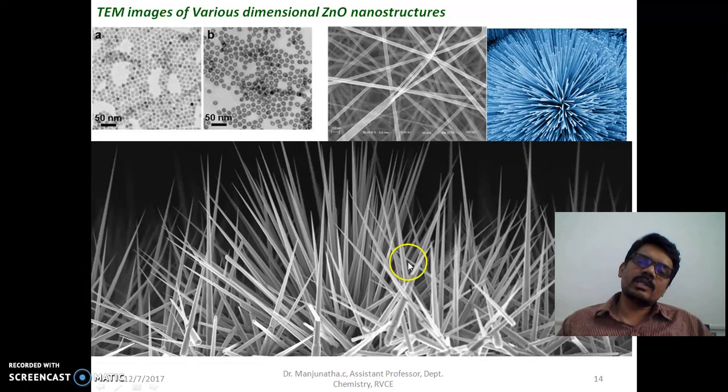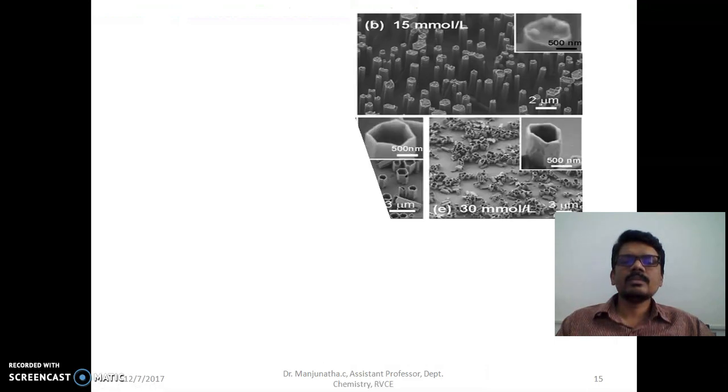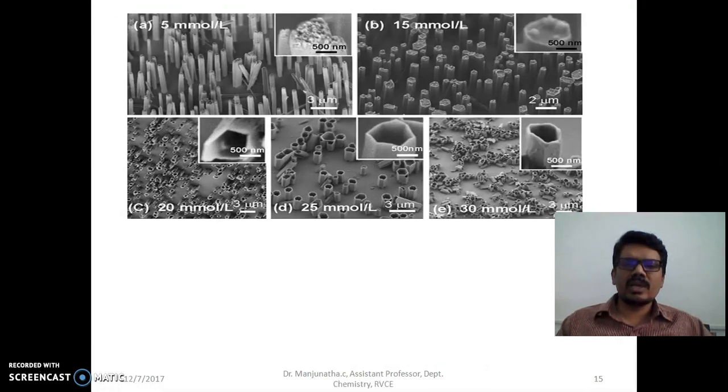And look at this. This looks like artificial grass, but it is actually zinc oxide grown on some substrate. And this is an example of a one-dimensional material, zinc oxide. This is another picture showing zinc oxide tubes grown on some substrate. This is also an example of a one-dimensional material.